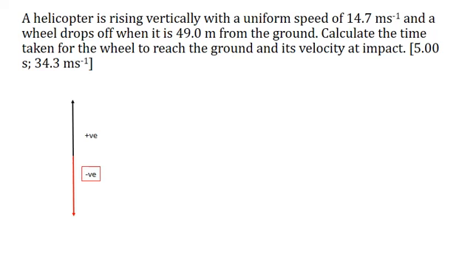Okay, what we have here is a situation where a helicopter is rising vertically with a uniform speed of 14.7 meters per second, and a wheel drops off when it's 49.0 meters from the ground. So just let me underline what information is given. Uniform speed of 14.7 meters per second, 49 meters from the ground. And what we have to find is the time taken for the wheel to reach the ground. And the second part of the question asks us to find the velocity at impact.